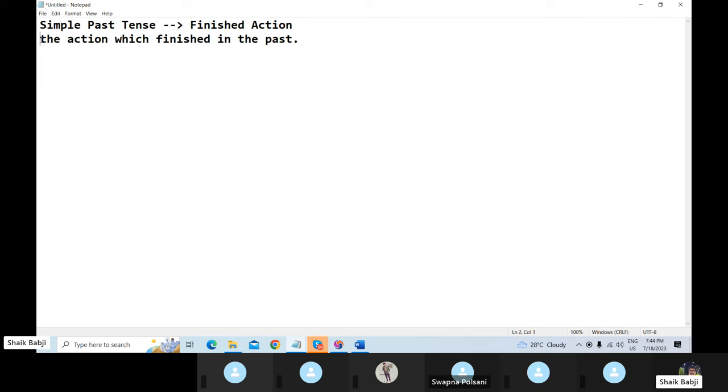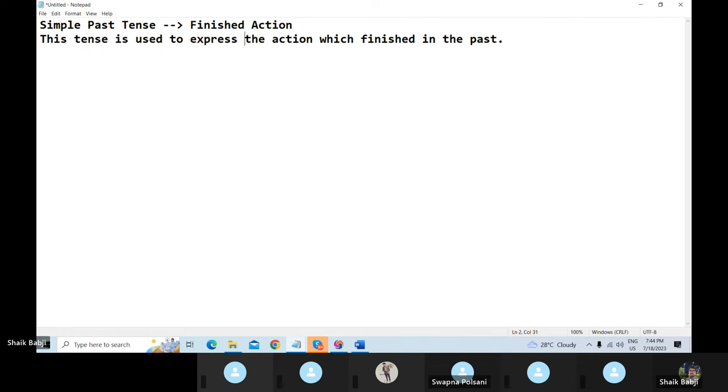If you want to describe it, this tense is used to express the action which finished in the past. Let's see the structure. The structure will be like this: subject plus V2 plus something.